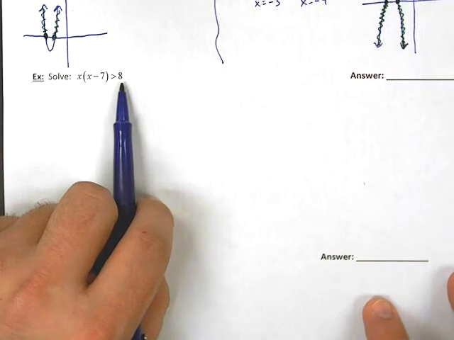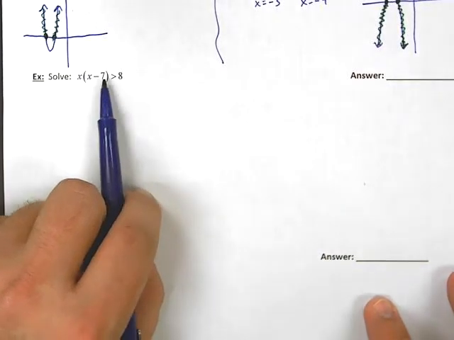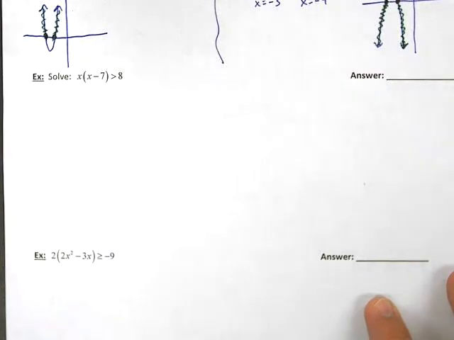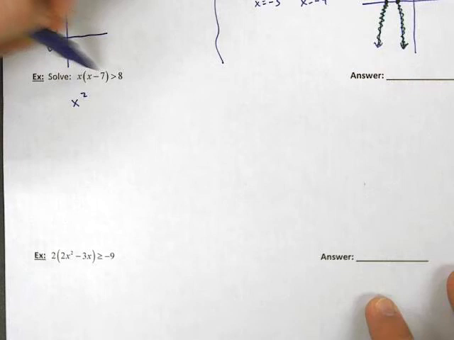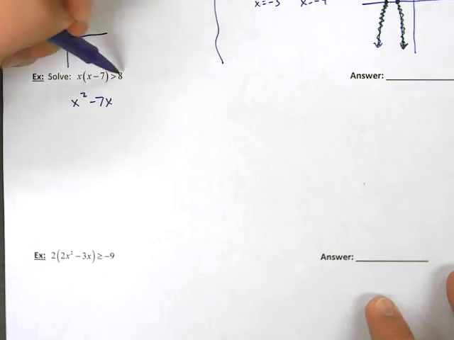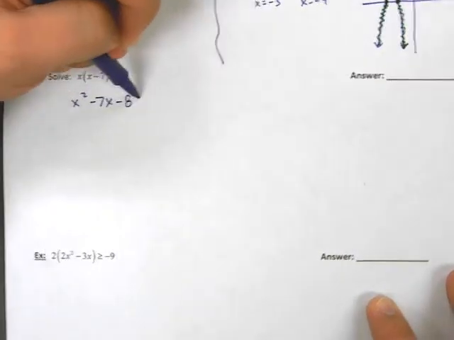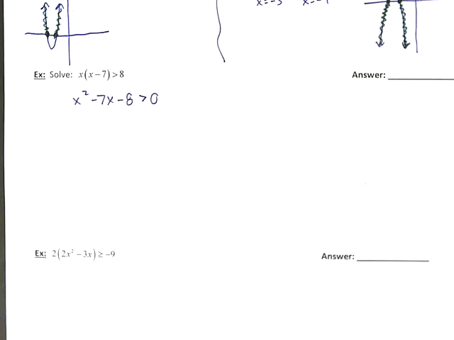We actually need to clean this up. We need to move the 8 over to the other side. So before I even do that, I want to distribute this out. X squared minus 7x, and now I can move my 8 over, is greater than 0.